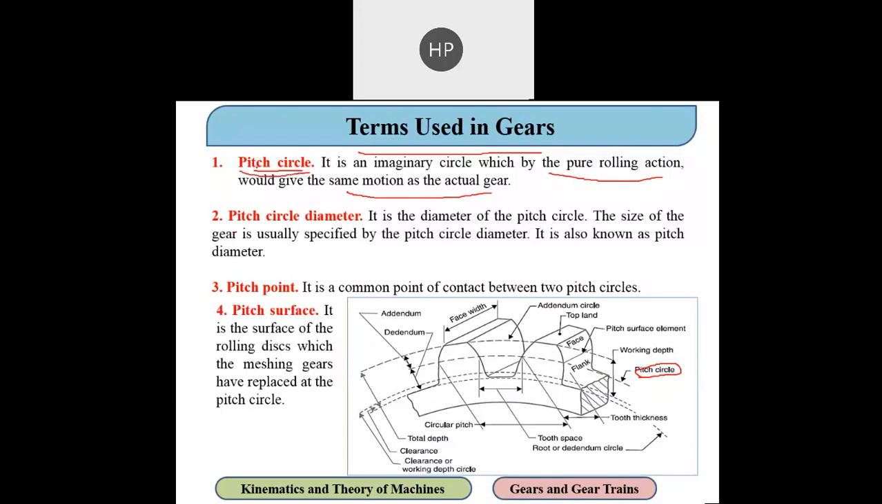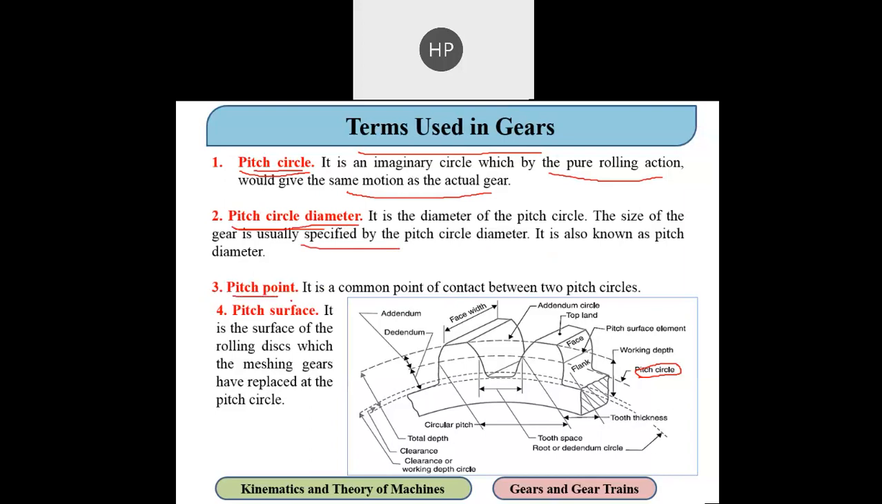And when it is a circle, it has a certain center, and from that center a circle is drawn. It has a certain diameter, which is known as the pitch circle diameter. Why is this pitch circle diameter important? It is important to define or specify the gear. Generally, the size of the gear is specified by the pitch circle diameter. So this is the second pitch circle diameter.